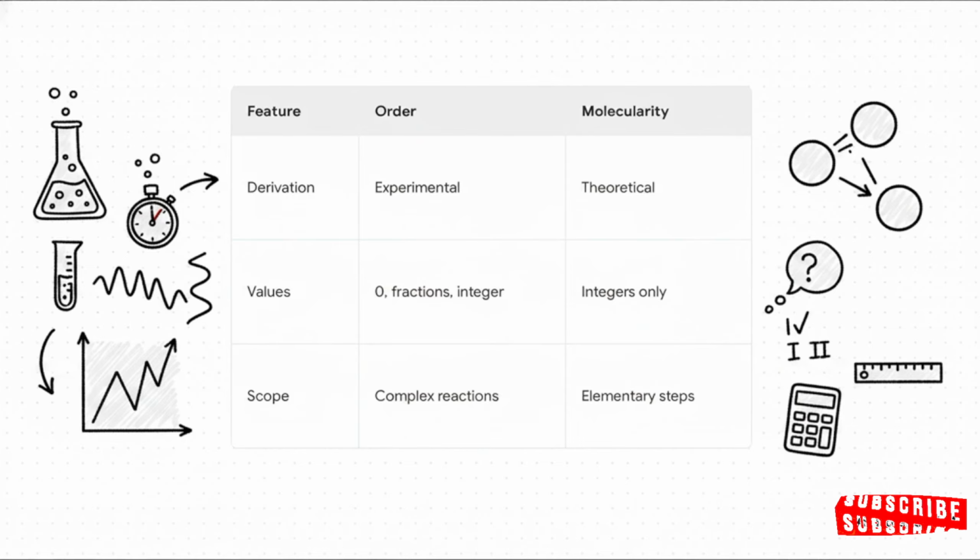Order, like we literally just saw, is the sum of the powers in that experimental rate law. Because it's strictly derived from messy lab data, it can actually be zero or even a fraction. It applies to the complex overall reaction.